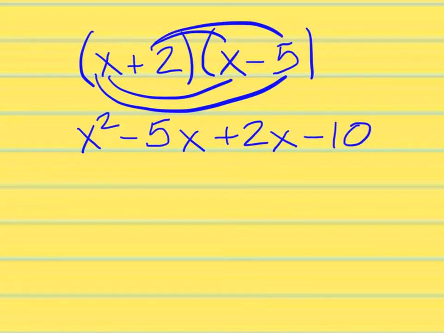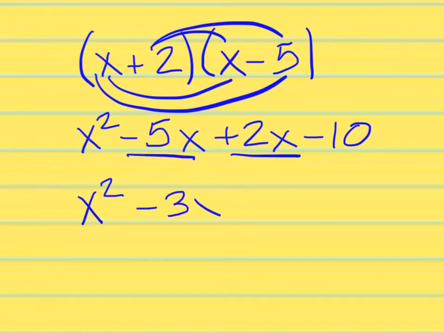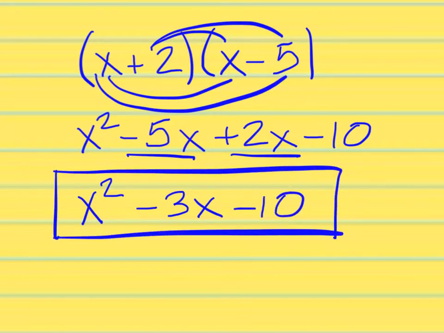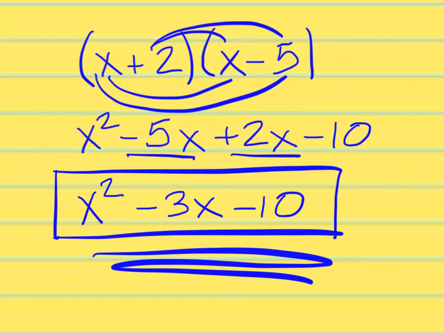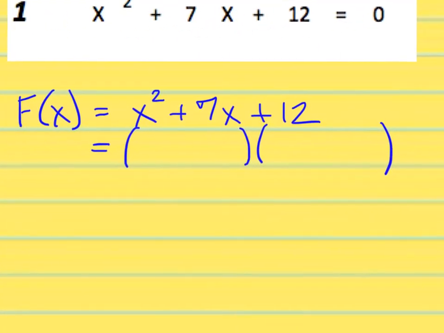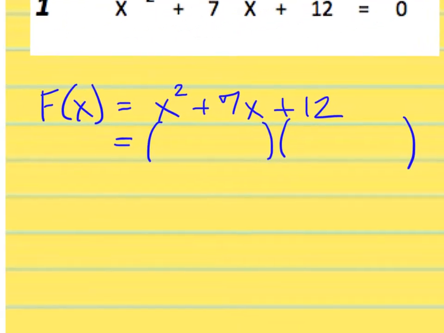Then you simplify your middle terms. Negative 5x plus 2x is negative 3x. And this is where it comes from. When you multiply two quantities together like that, you end up with this. What we're doing is going backwards. We have to figure out what are the two quantities that we need in order to get that. So over here is the function again. And you know that in order to get x squared here, you would have to have an x and an x.